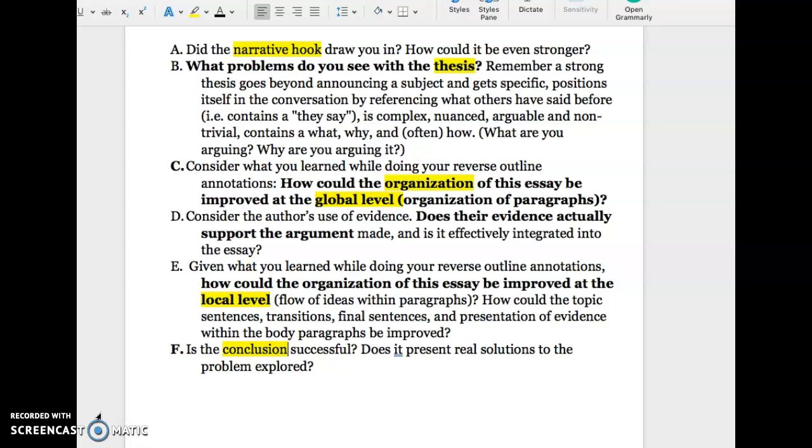Finally, think about the conclusion. So in this particular assignment, one thing that's important to look for is whether the writer provides solutions. So they should go beyond just restating their thesis and take a broader view of their issue and try to present concrete solutions that might help us work towards a better future.